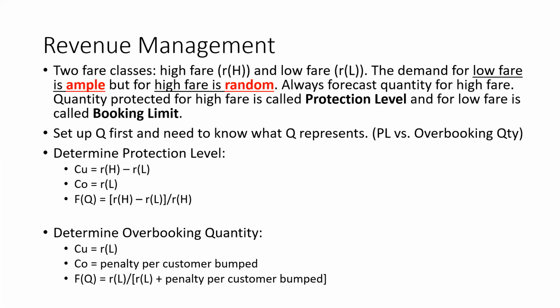When determining the overbooking quantity, at this time you set Q as the overbooking quantity, and CU is always the low fare. CO is your penalty per customer bound. So in quiz 2, let's go back to quiz 2.